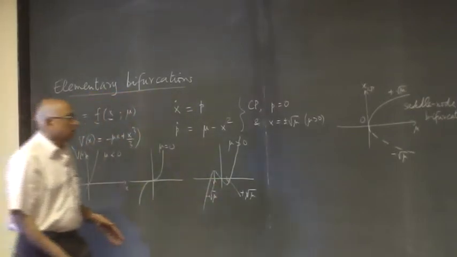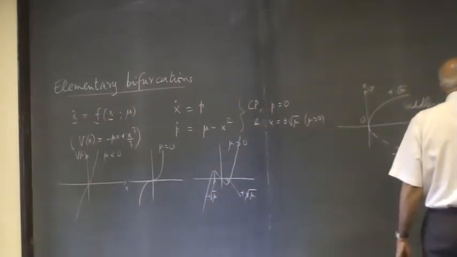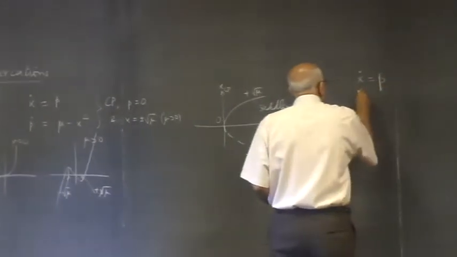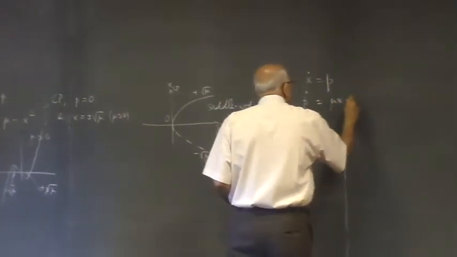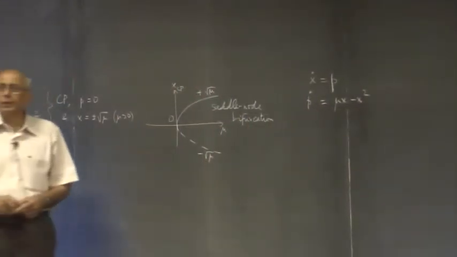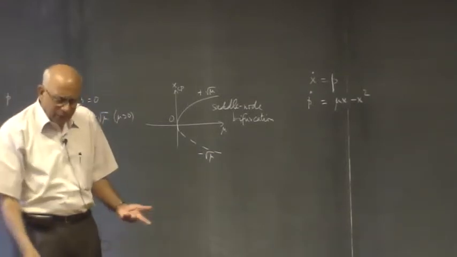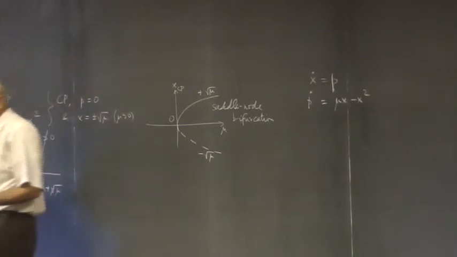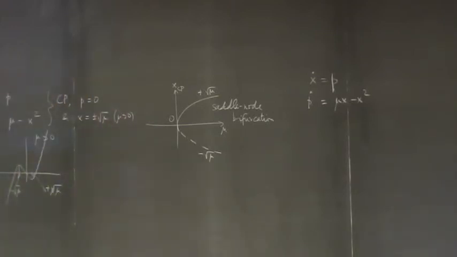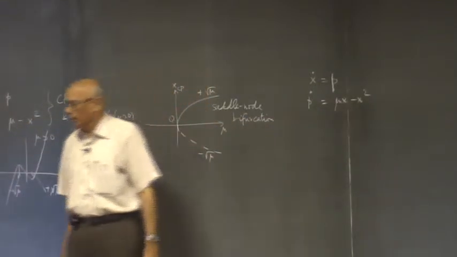The next in this progression is x dot is p, and p dot is mu x minus x squared. Highly nonlinear. If it's a linear potential, nothing is going to happen as it crosses. So it has to have higher order terms, at least a quadratic term, as you can see. I mean, the potential must have at least a cubic term so that you have more than one maximum and minimum possible.